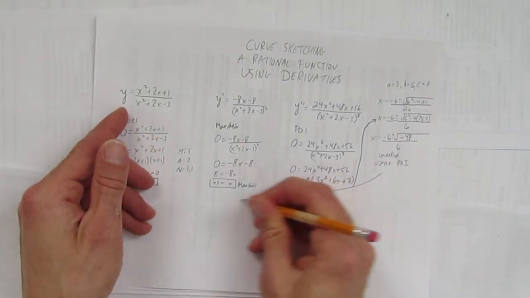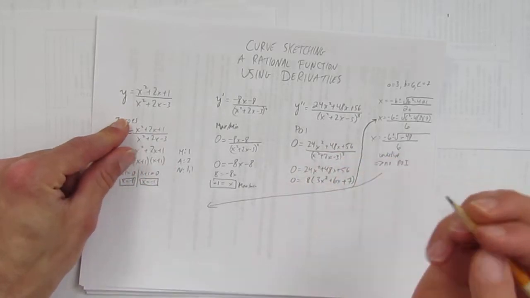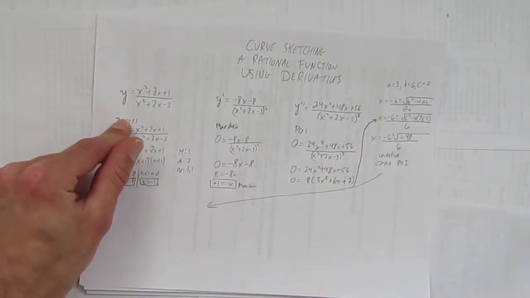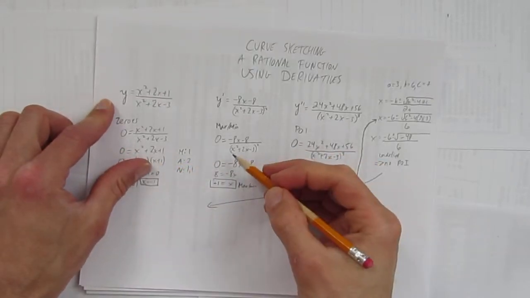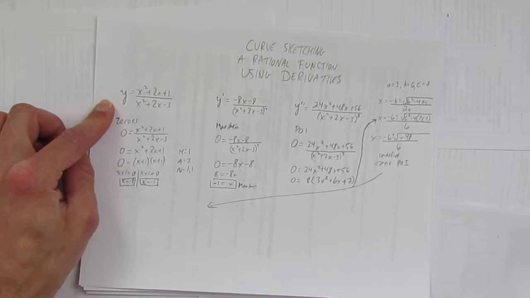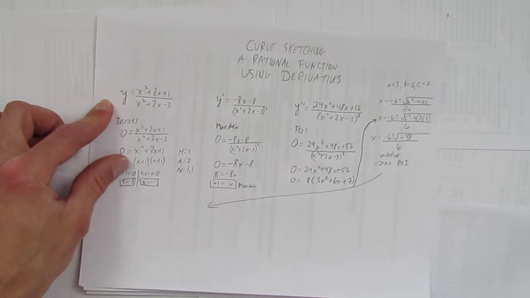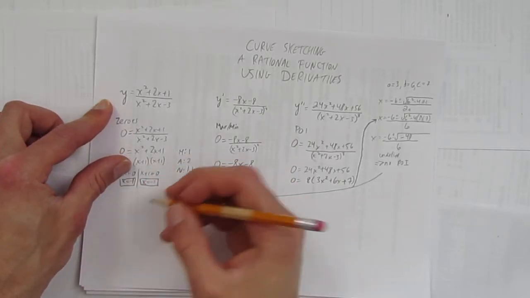Okay, let's go down here and make our table. Our table includes all our zeros, our max and min, our points of inflection. Oh, but we should also do the properties. This is a rational function. Right now, up till this point, it's been just like polynomial functions, but we also have to check the asymptotes.